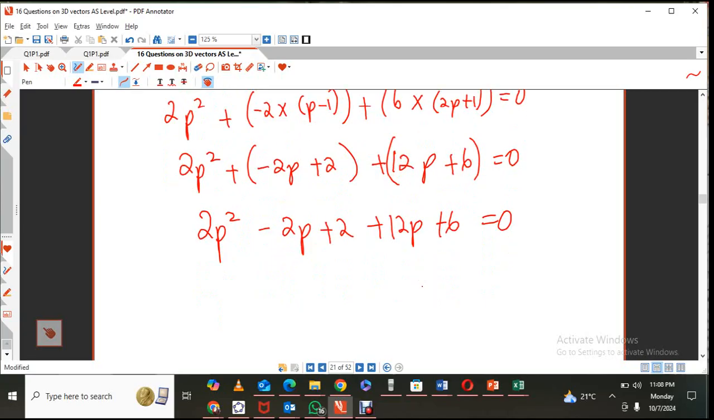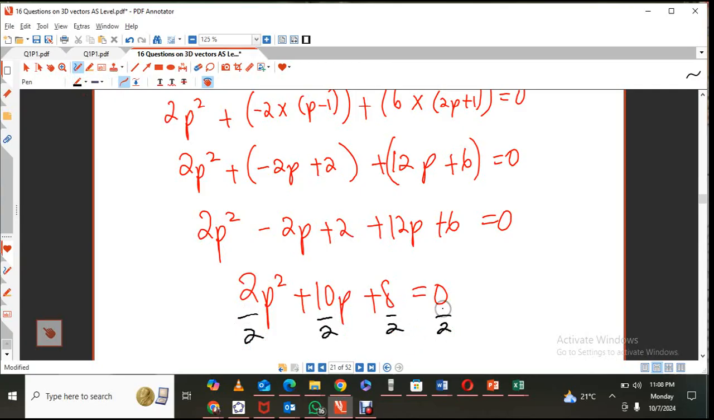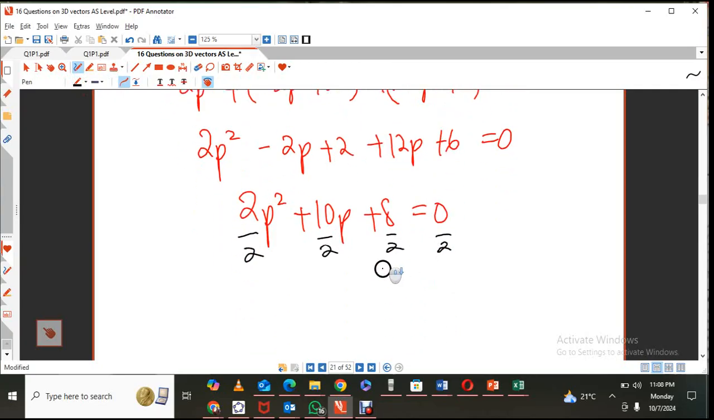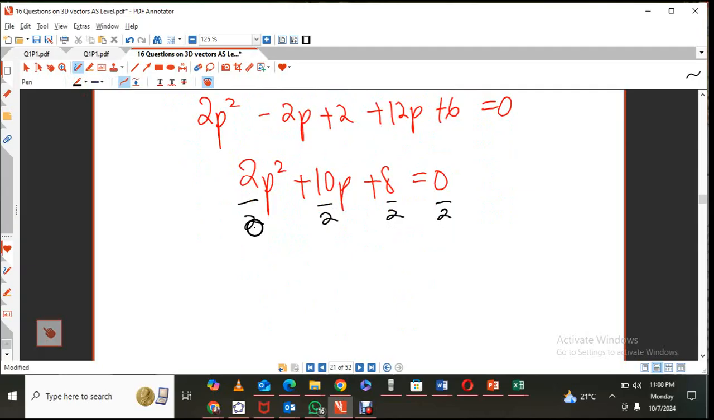Let's just clean it up. 2p squared is going to be 2p squared. You have 12p minus 2p, that's going to give you 10p. 2 plus 6, that's giving you 8. Of course, you can divide throughout by 2 over here, 2 over here, 2 over here. That's just to simplify it. And if you simplify it, the quadratic becomes p squared plus 5p plus 4 equals 0.